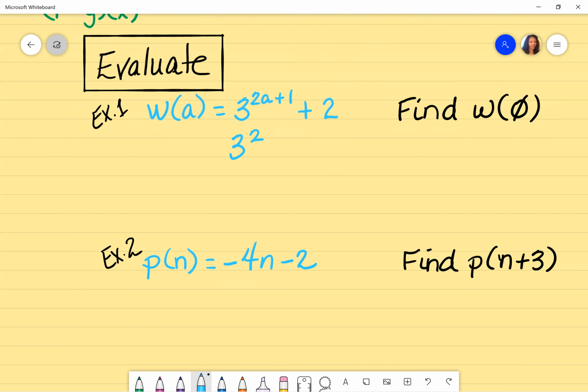3 raised to the 2 times, and again, a is now 0 based on our directions, plus 1, and then we have a big plus 2. Once I simplify this, I have 3, and then 2 times 0 is 0 plus 1, so 3 is raised to the first power, plus a big 2, and finally 3 to the first power is simply 3. 3 plus 2 is 5. So for this example, when I evaluated W of A using 0, my outcome was 5.